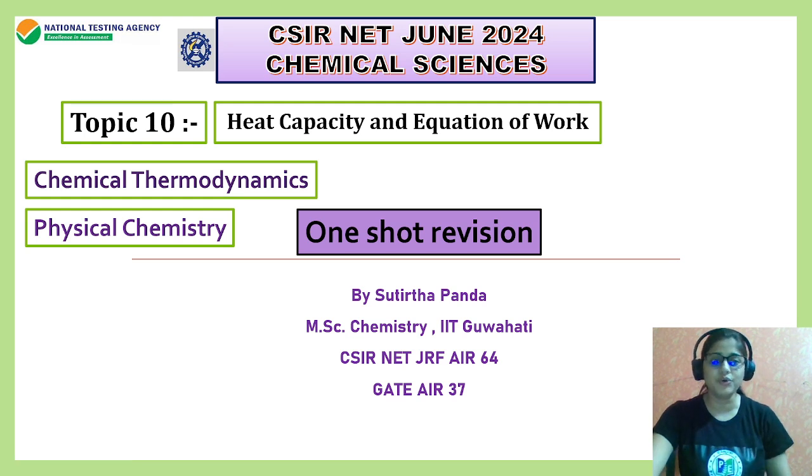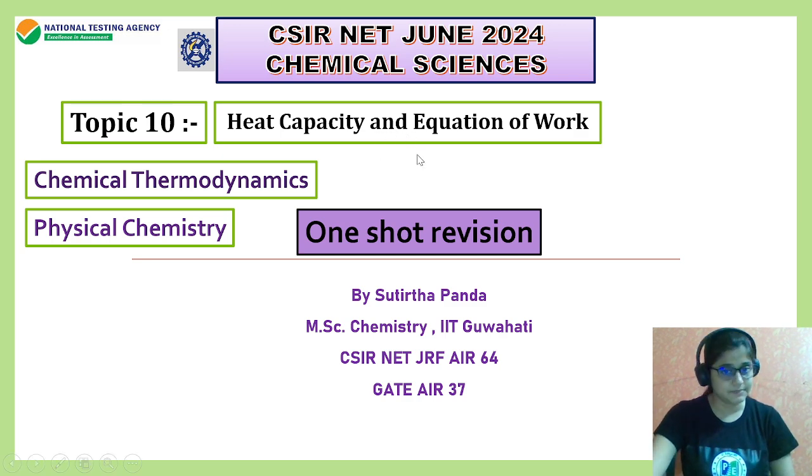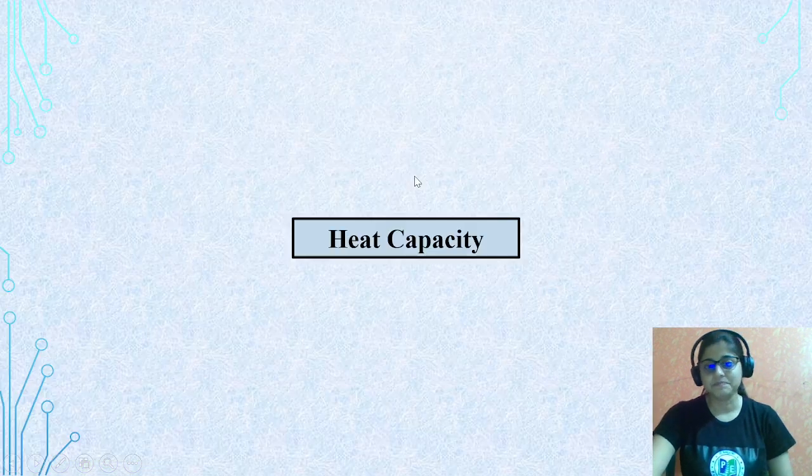So you all know that chemical thermodynamics is a very important chapter for CSIR-NET chemical sciences. So we should not avoid this chapter, and we should have clear knowledge about the basic parts and also the equations. Various equations are important, and the most important is the equation for work for various kinds of systems. Okay, so let's start then.